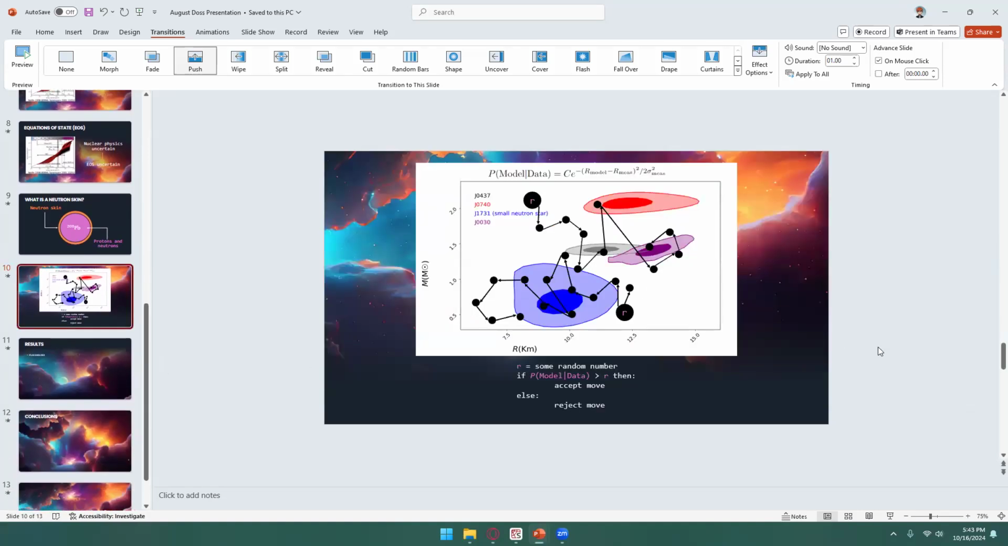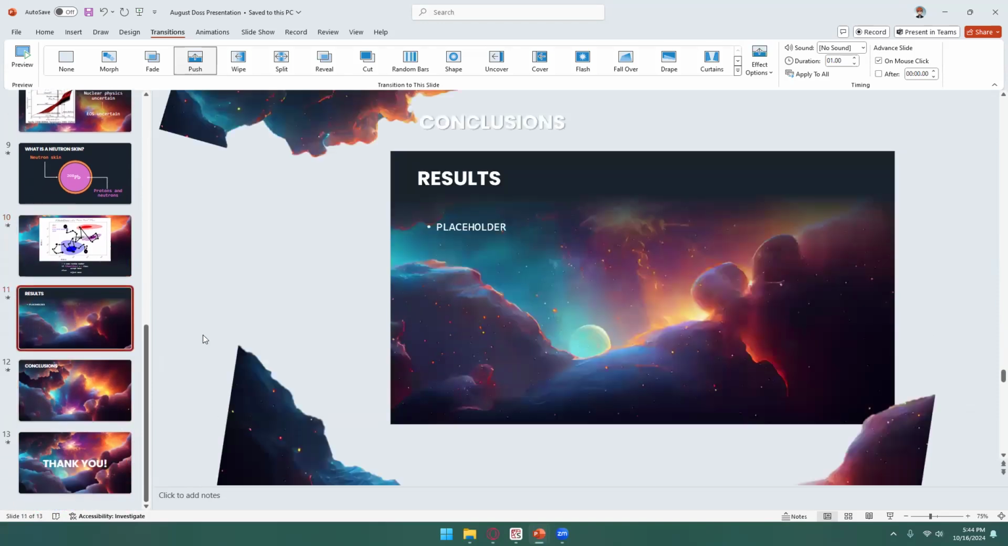And you've seen this one before. I just copied and pasted that. And then I just have placeholder stuff for the results and conclusions.